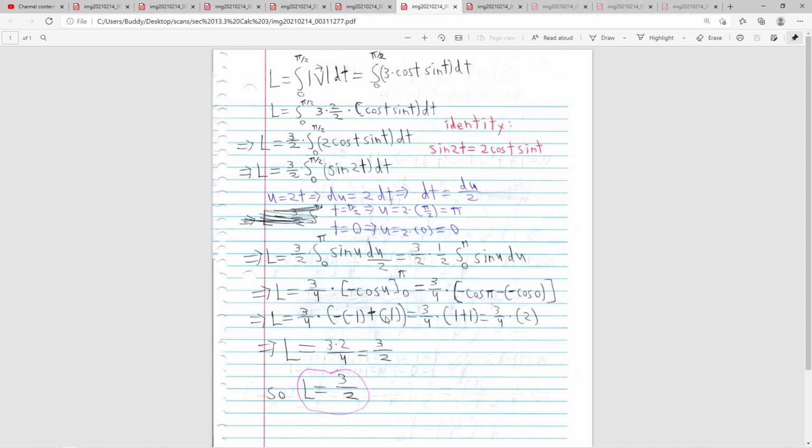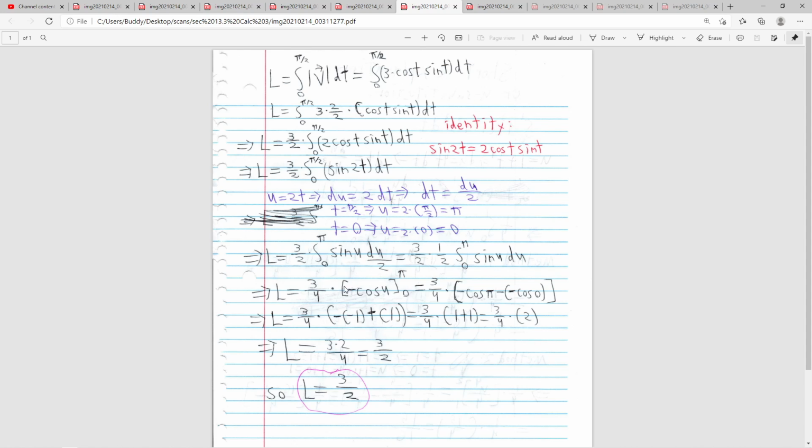negative cosine u, because it's just the exact opposite of the derivative. The derivative of negative cosine of something would be positive sine. That's why.